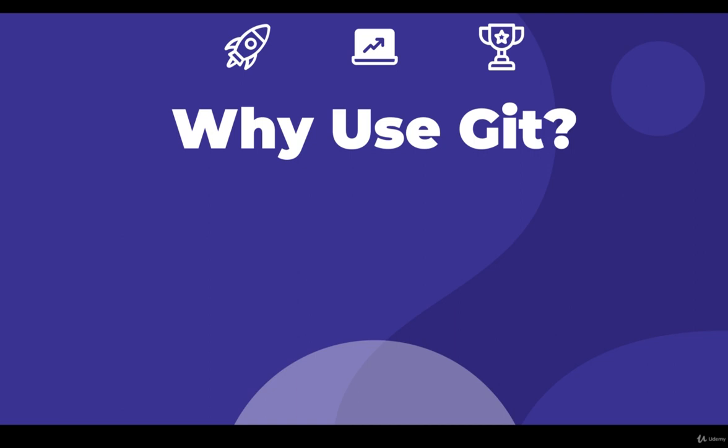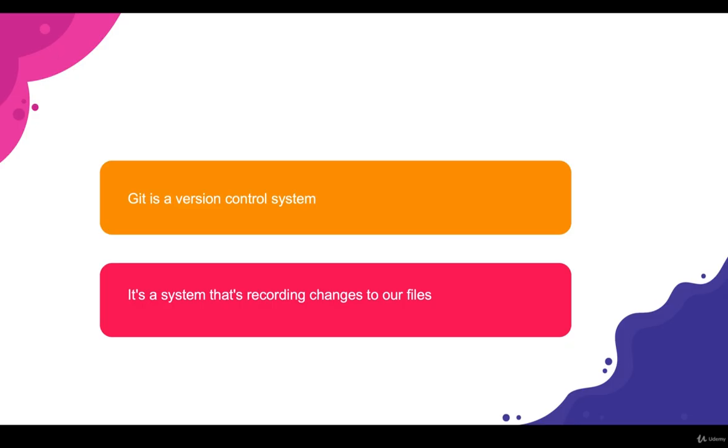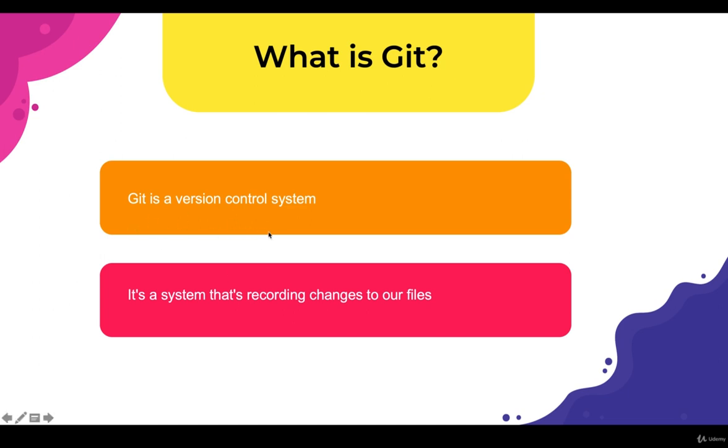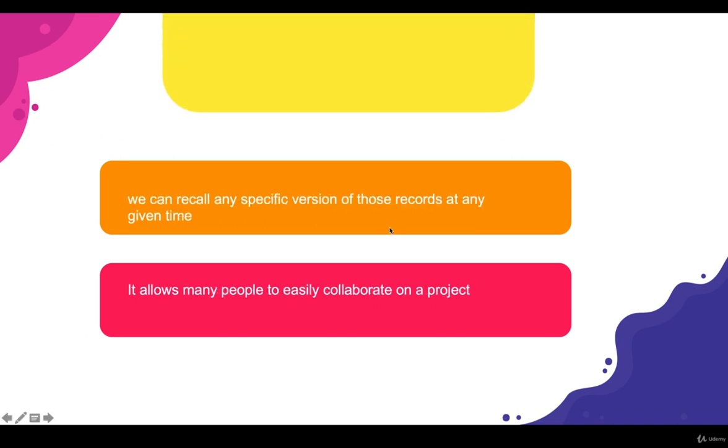All right, so first of all, we're going to learn Git. So what is Git? Why do we need it? Git is a distributed version control system. Basically, it's a system that records changes to our files over time, and we can recall any specific version of those files at any given time, and that in itself is going to save a lot of time.